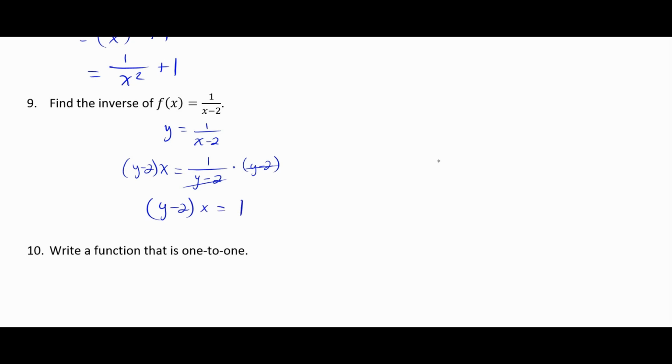I want to isolate the y that we have over here, so I'm going to take this x away. It's saying multiplying by x, so I want to divide both sides by x. Those divide out, and now I have y minus 2 equal to 1 over x. Now all that's left to isolate my y is to take this negative 2 away by adding it to the other side. So y equals 1 over x plus 2. Remember, you do want to write this with the proper inverse notation. So the inverse of f of x is equal to 1 over x plus 2. This should be your final answer.